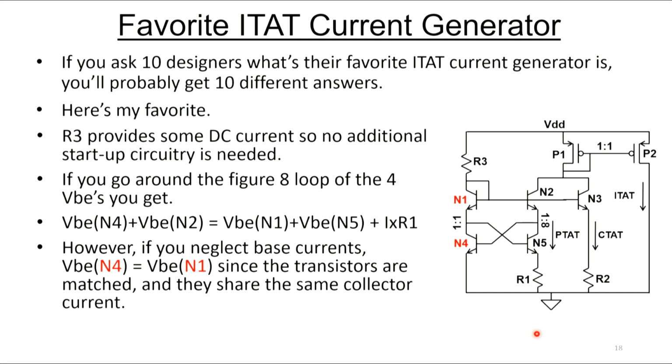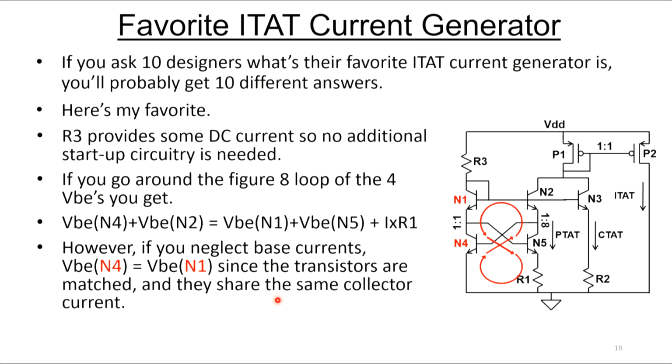Okay, I'm going to show you my favorite IPTAT current generator. So if you ask 10 designers what's their favorite IPTAT current generator, you'll probably get 10 different answers. So here's my favorite. R3 provides some DC current. So no additional startup circuit is needed. This thing's going to start up by itself all the time, guaranteed. And if we go around this figure 8 here and add up all the VBEs, what you can see is VBE of N4 plus VBE of N2 has to equal VBE of N1 plus VBE of N5 plus I times R1. That's this equation right here.